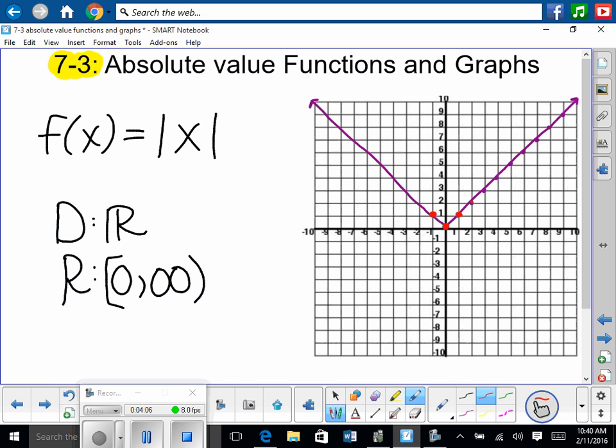If we plug in 2, we get 2. If we plug in the absolute value of -2, we get positive 2. So does everybody see how this graph is working? Absolute value graph. Okay, so a couple things to note about this.